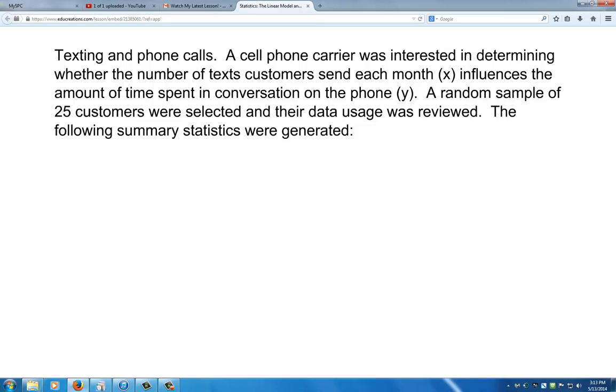Here's another example. A cell phone carrier was interested in determining whether the number of texts customers send each month, our X variable, influences the amount of time spent in conversation on the phone, our Y variable. A random sample of 25 customers were selected and their data usage was reviewed. The following summary statistics were generated.